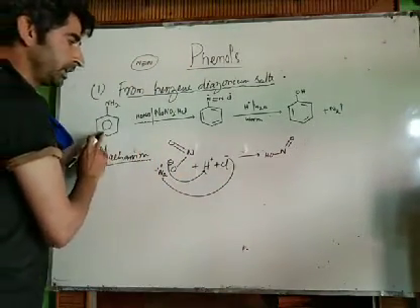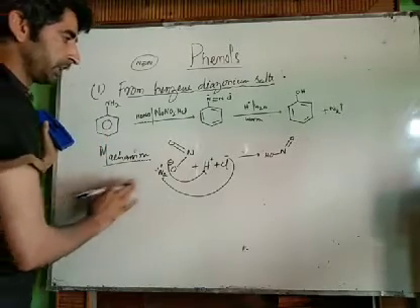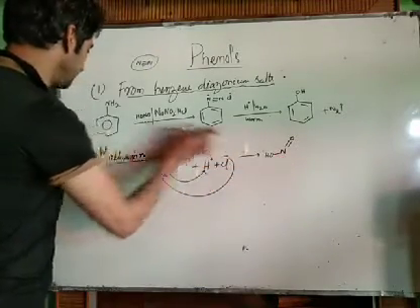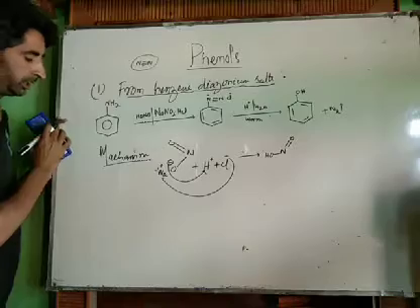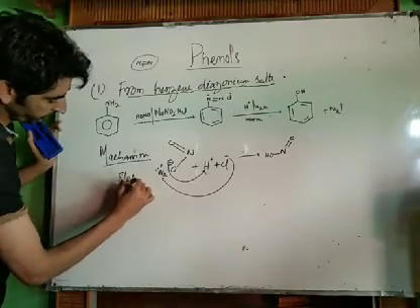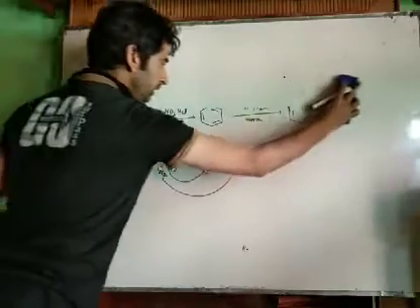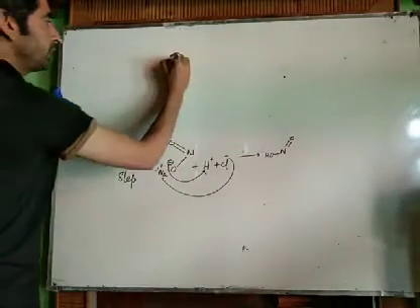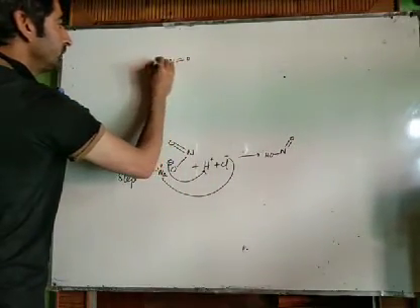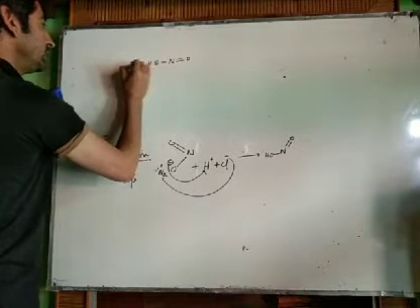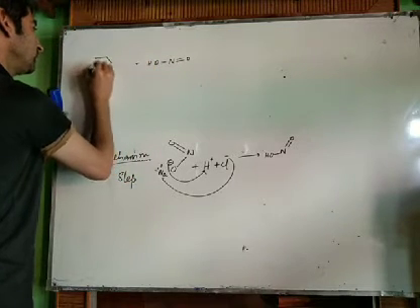In the next step, the nitrous acid that has formed will attack aniline. This is step first. In the next step, this nitrous acid, N double bond O single bond OH, attacks aniline. This is our aniline.